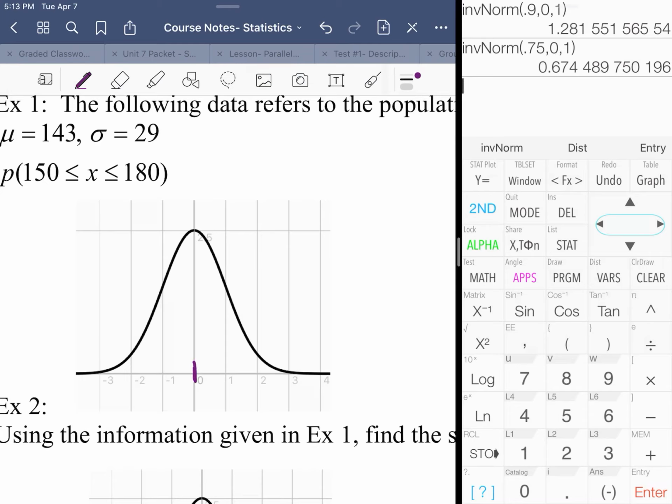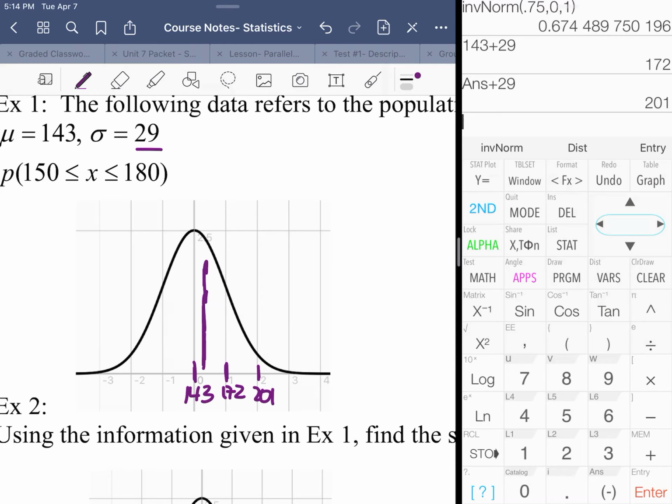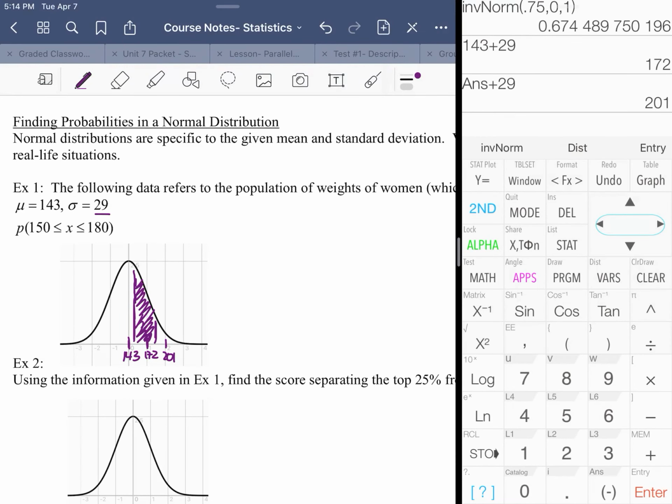Instead of being centered around 0, it's going to be centered around 143. So our tick marks would be in increments of whatever the standard deviation is, in this case 29. So 172 would be my next tick mark, and 201 would be the one after that. So 150, just all eyeballing it here, like between meh and meh. So we're looking for this sliver.